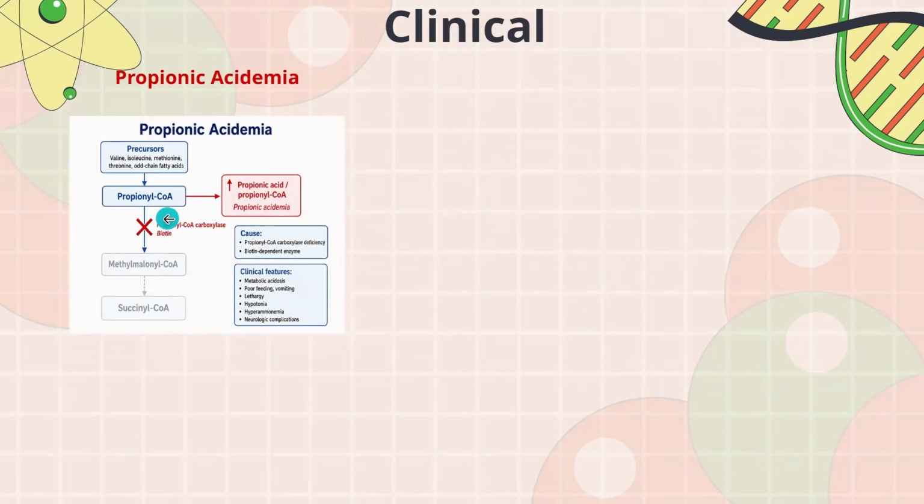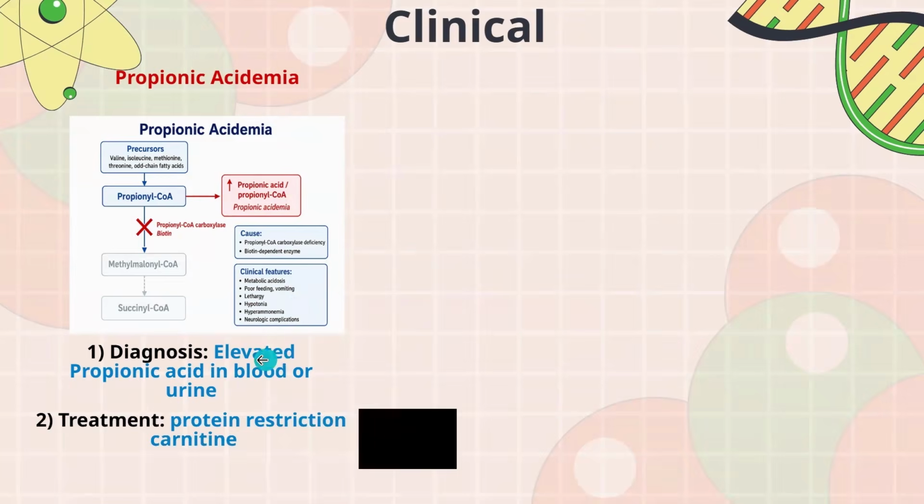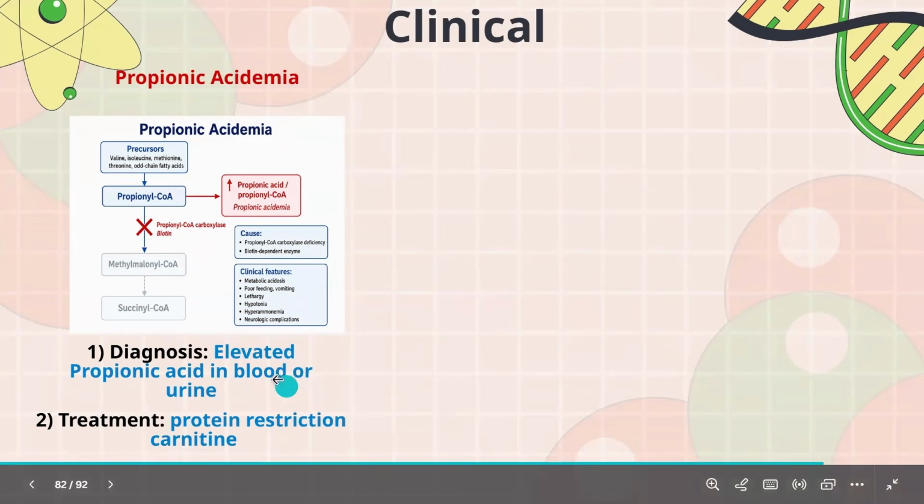We might have low biotin, and this is going to cause an increase of this. It's going to cause a problem with propionyl-CoA carboxylase, or here. Clinical features: metabolic acidosis, lethargy, vomiting, hyperammonemia, neurological complications, and yeah. Diagnosis: elevated propionic acid in blood or urine, and treatment is protein restriction and carnitine.